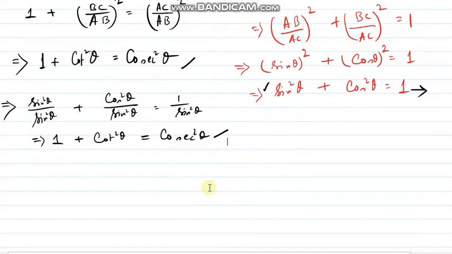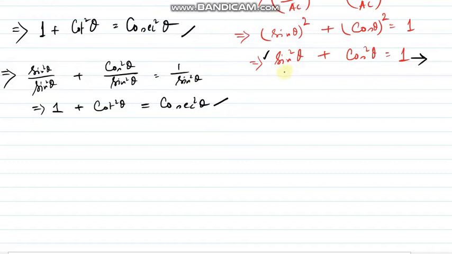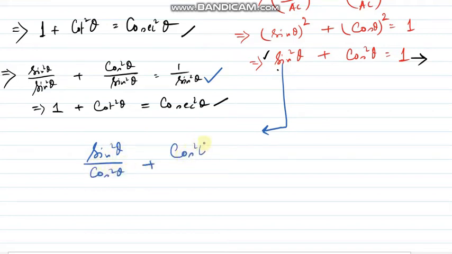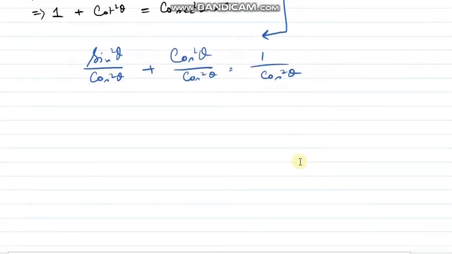The last identity I am going to get from this one only. Just check. Previously I divided by sin square theta, now if I divide by cos square theta, this identity will be sin square theta divided by cos square theta plus cos square theta divided by cos square theta equals 1 divided by cos square theta, right? What is sin square theta divided by cos square theta? That is tan square theta, plus cos square theta divided by cos square theta, that is 1, and 1 divided by cos square theta, that is sec square theta.